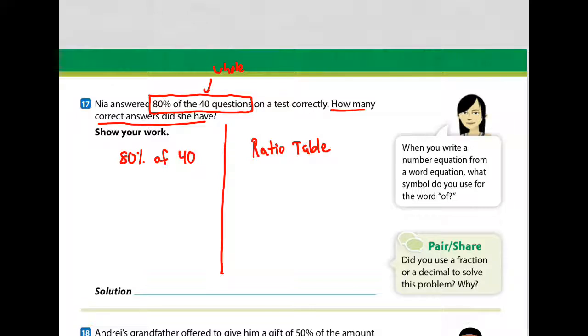Okay, so let's see how you did. So 80% of 40. So here's the one way. If you know you have to figure out the part, you could just do 80% as 80 over 100. Of means times. And 40 we write as 40 over 1. Now, to solve, I multiply 80 times 40, which is 3,200, and 100 times 1, which is 100.